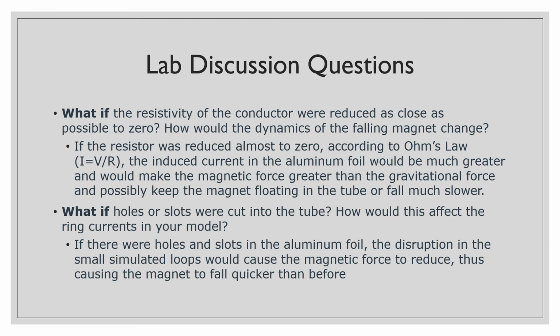And if there were holes and slots in the aluminum foil, the disruption in the small simulated loops would cause the magnetic force to reduce, thus causing the magnet to fall quicker than before.